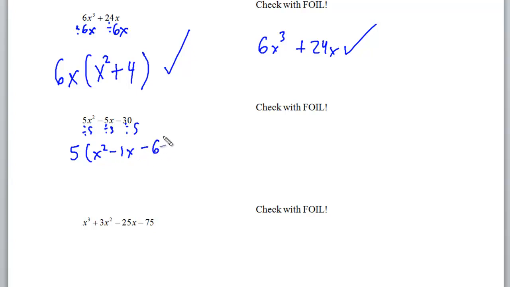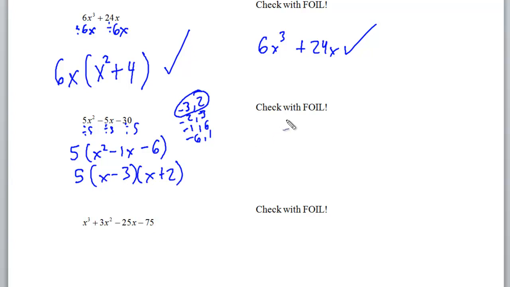It makes it an easy problem because now since this is an easy trinomial, we have to ask ourselves what two numbers multiply to make -6 and add to make -1. So here's -2 and positive 3, -3 and positive 2. We've got -1 and 6, -6 and 1. Which one makes a -1 in the middle? It's going to be the first one that I listed here, -3 and 2. So this is going to be 5 on the outside, (x minus 3)(x plus 2).